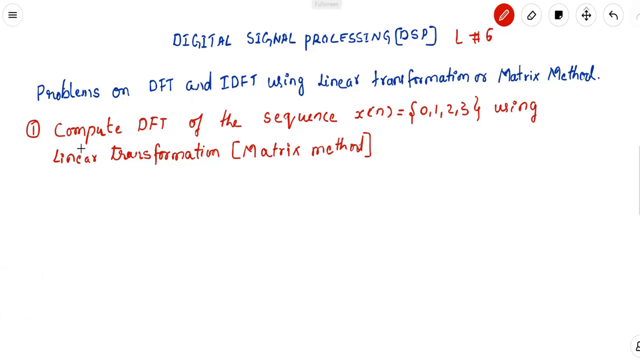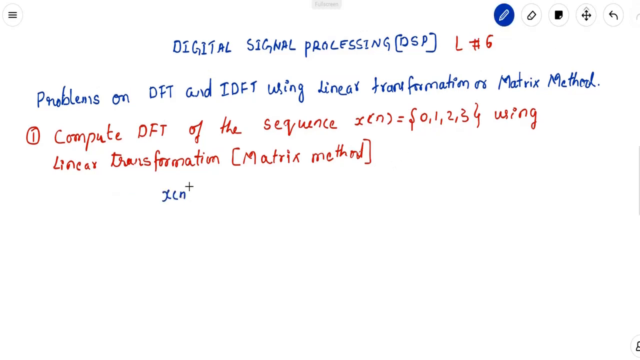Under that, the first problem is: compute DFT. Here they have asked to compute DFT, or they can just tell you to find X of k. If they tell you to find X of k or compute DFT, both are the same. So what is the question here? Compute DFT of the given sequence using linear transformation, that is the matrix method. So we'll start solving here.